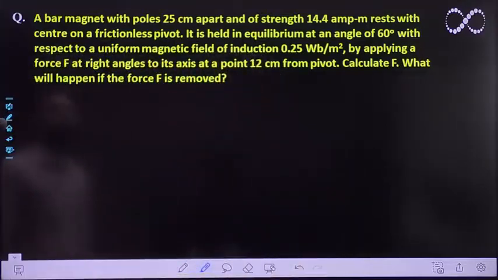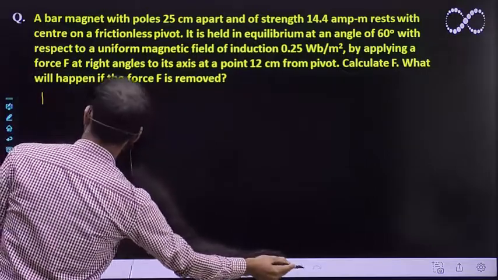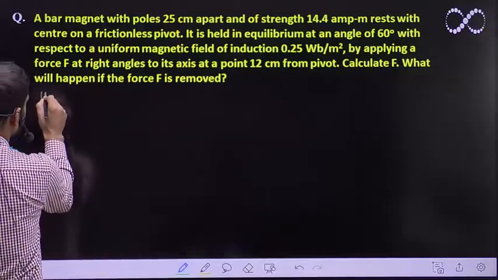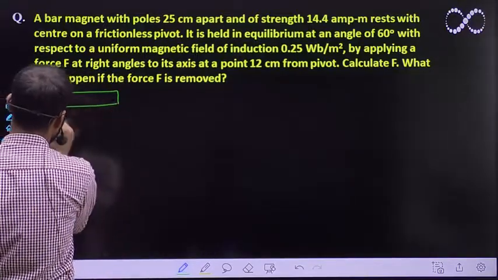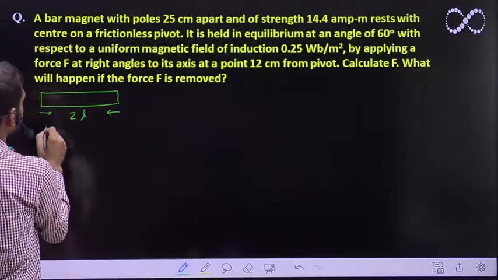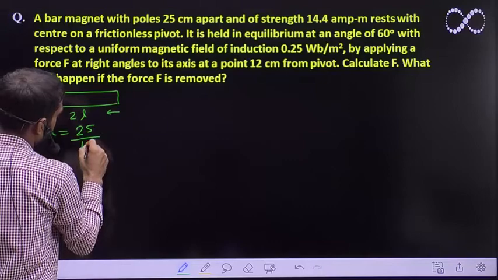Look, in this question, a bar magnet with poles 25 centimeter apart and the strength given as 14.4 ampere meter rests with center on a frictionless pivot. Okay, so let us take a bar magnet. Let us say the bar magnet is given here. I am calling this length 2L, and 2L is given in the question as 25 upon 100 meter.